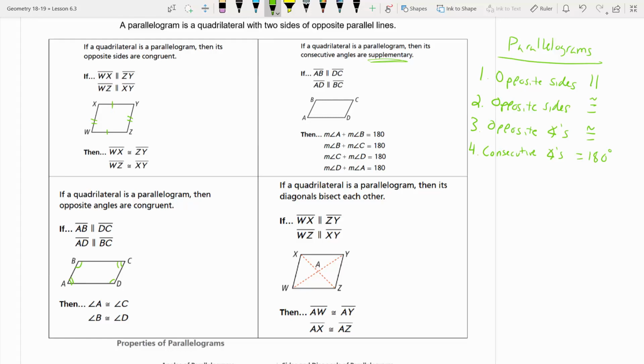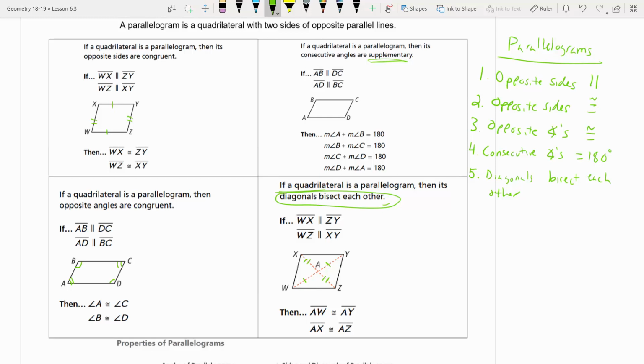And then our final piece, our 5th piece of information, which is crazy that there's all of these things true about parallelograms, is that if I draw in a diagonal, if I went from X to Z and from Y to W, those measures are going to bisect each other. Be careful how we read this. They're not congruent to each other like they would be in a trapezoid. The diagonals bisect each other. So in other words, AW and AY are going to be the same, and XA and ZA are going to be the same. The diagonals themselves are not going to be the same measure, but they are going to bisect each other.